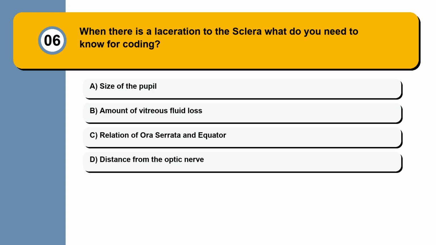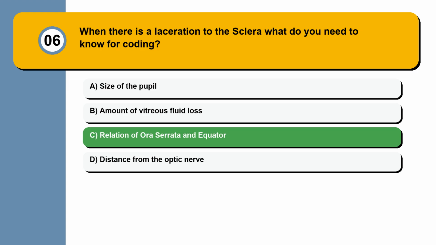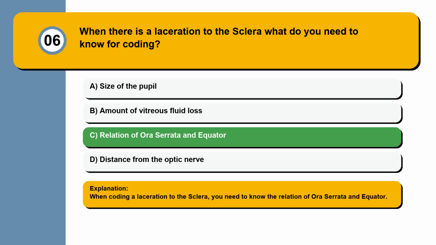Question 6. When there is a laceration to the sclera, what do you need to know for coding? Size of the pupil, amount of vitreous fluid loss, relation of ora serrata and equator, distance from the optic nerve. When coding a laceration to the sclera, you need to know the relation of ora serrata and equator.